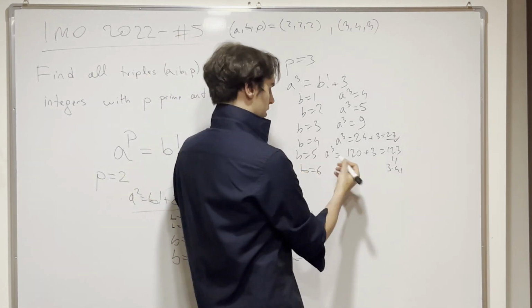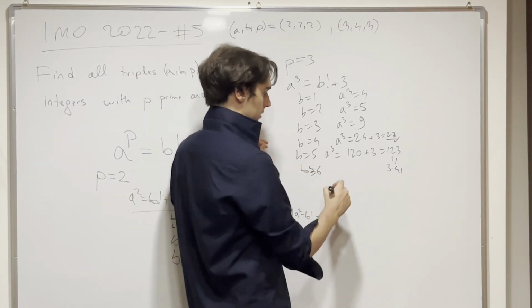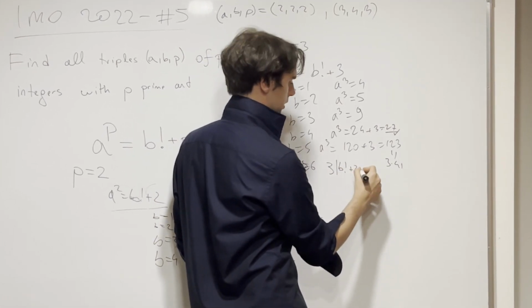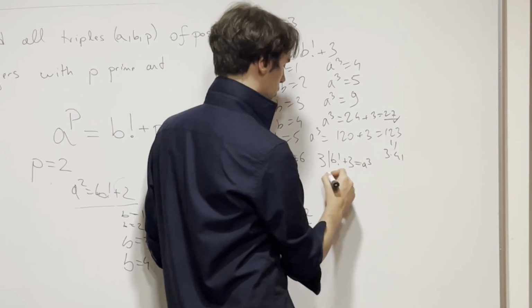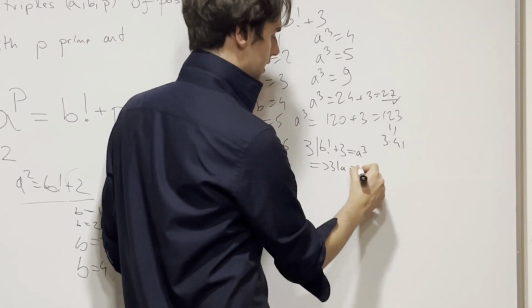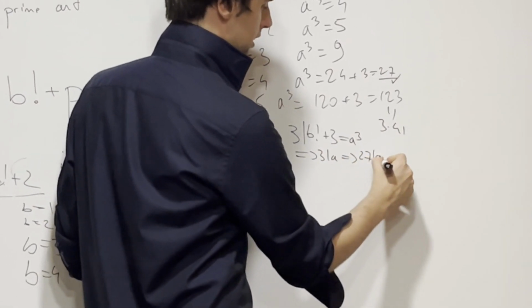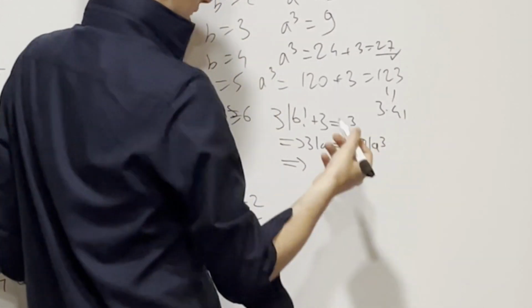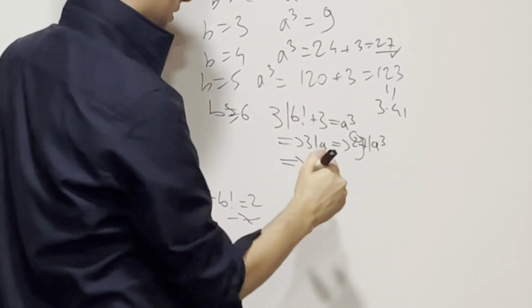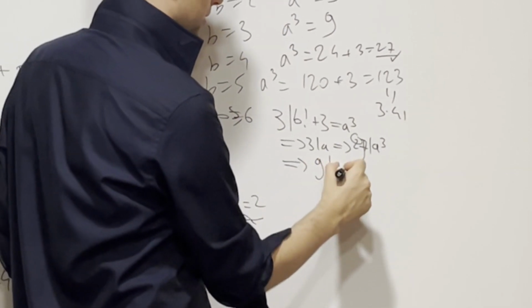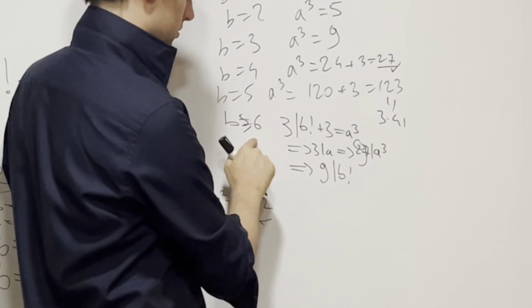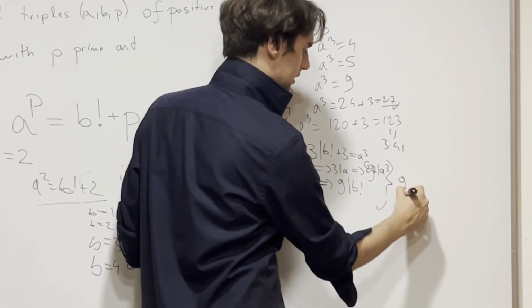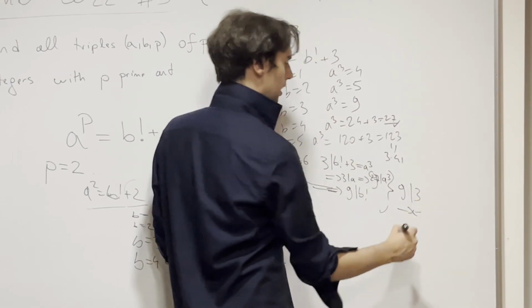Why? Well, if b is greater than or equal to 6, then 3 divides b factorial plus 3, which is equal to a cubed. So 3 divides a, in other words, 27 divides a cubed. Or actually not even 27, 9 divides a cubed. I don't even need 27. And now 9 divides b factorial, from here. Combine these two facts and we get that 9 divides 3, a contradiction.